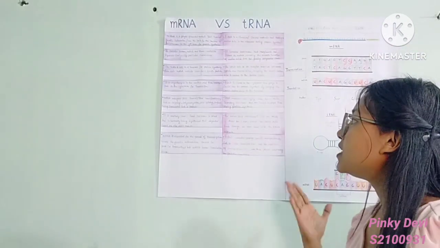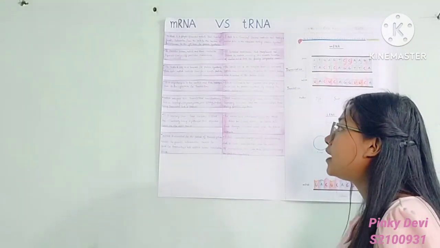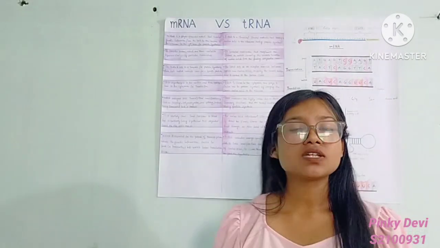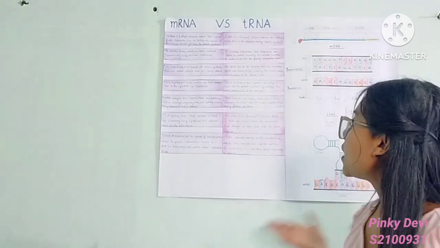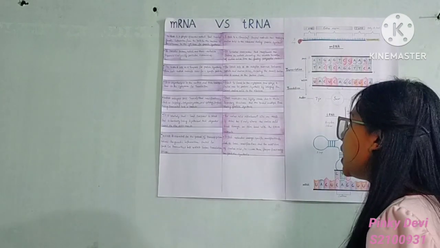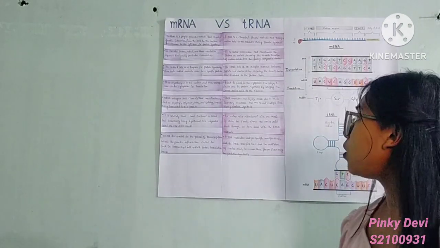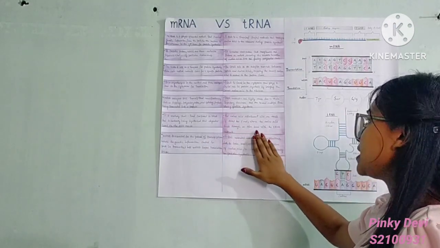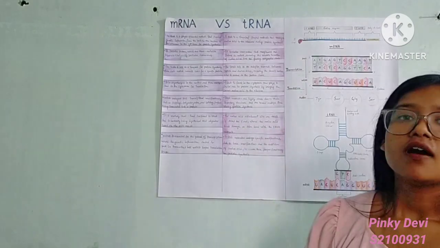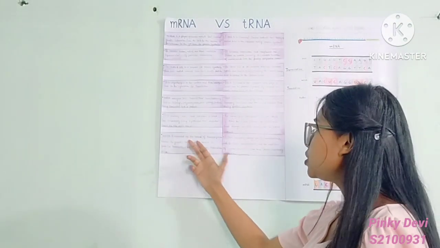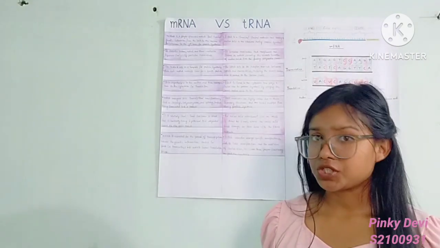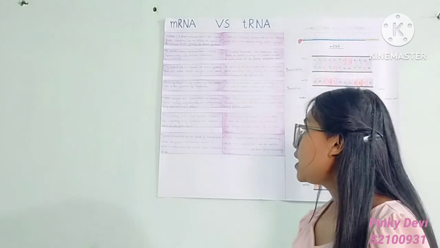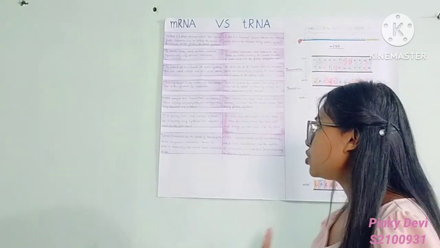mRNA is relatively short-lived compared to tRNA and is constantly being synthesized and degraded based on the cell needs. And for tRNA, the amino acid attachment site is called the 3' end, where the amino acid binds through an ester bond with the tRNA molecule. mRNA is essential for the process of transcription, where the genetic information in the DNA is transcribed into mRNA before translation occurs.